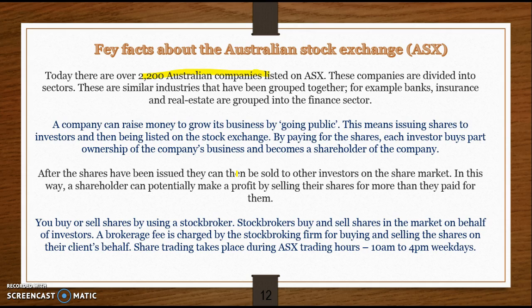So in this way, a shareholder can potentially make a profit by selling their shares for more than what they paid for them. When you sell your shares, you're just selling them to another shareholder. You buy or sell shares by using a stockbroker. Stockbrokers buy and sell shares in the market on behalf of investors, and you pay a brokerage fee every time the stockbroker buys or sells shares for you. And so when they sell shares on the client's behalf, they receive a brokerage fee.